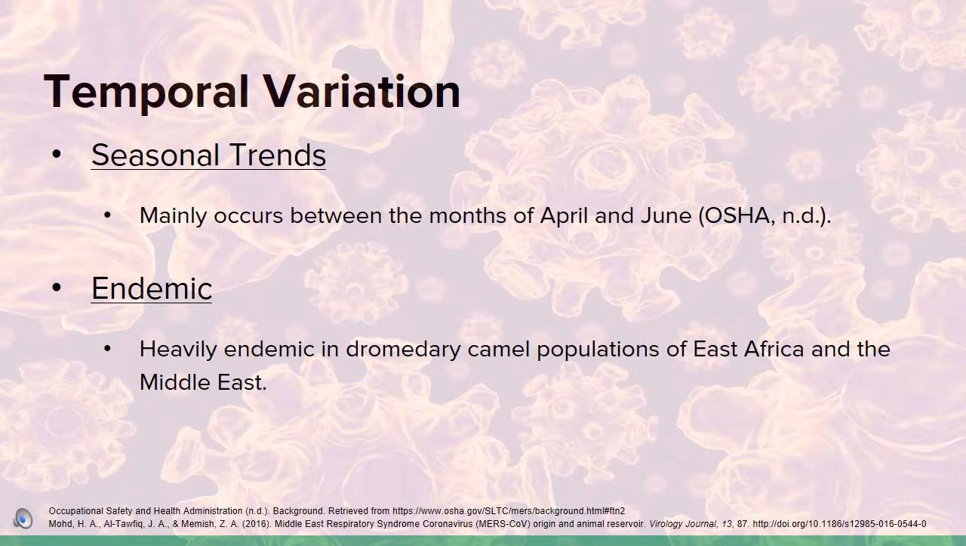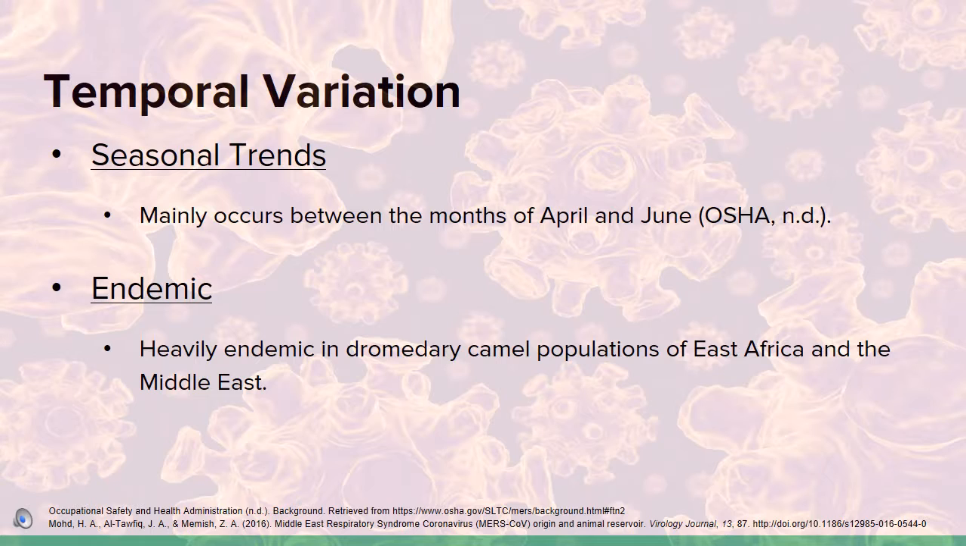Temporal variation is defined as a variant that is a function of time. The Occupational Safety and Health Administration has concluded that MERS-CoV is a seasonal disease mainly occurring between the months of April and June. However, there are also many cases that are sporadically reported throughout the year as well.